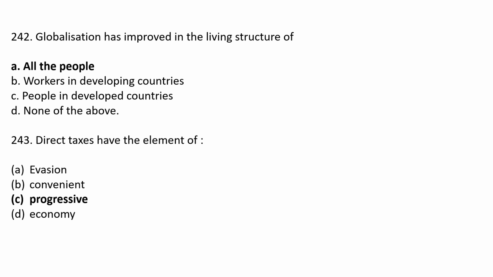Direct tax have the element of option A, evasion, option B, convenient, option C, progressive, option D, economy. The correct answer is option C, progressive.